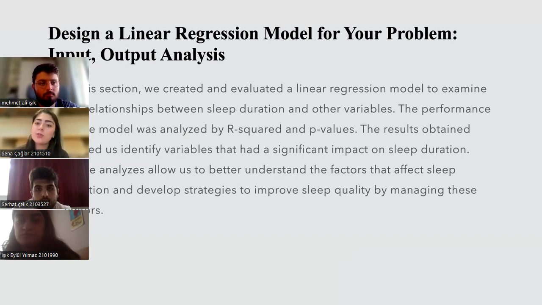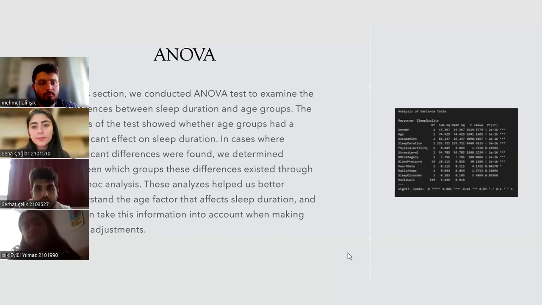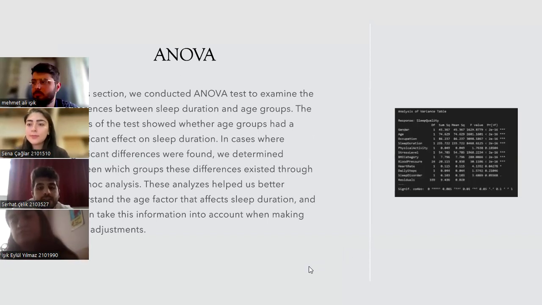managing these factors. We conducted an ANOVA test to examine differences in sleep duration across age groups. A high F-value and a p-value less than 0.05 indicate significant differences. These analyses help us understand how age affects sleep duration, aiding in making informed sleep adjustments. Let's move on.